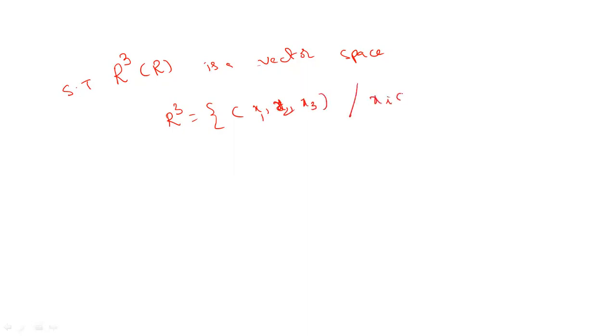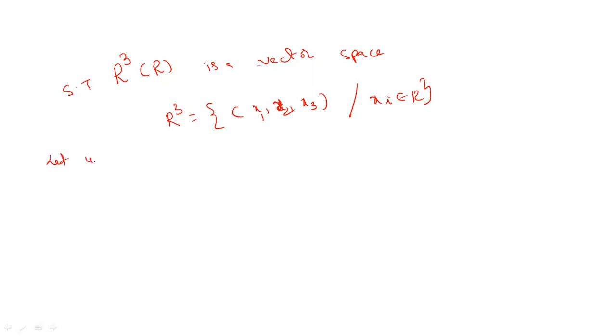So one more example. Show that R cube over R is a vector space. This is one more question. Now we will check whether it is a vector space or not. The first thing is, what is R cube? R cube means ordered triads x1, x2, x3, where each xi is a real number. Now my question is whether it forms a vector space or not. So for that, what do we have to do? We have to prove that it is an abelian group under addition.